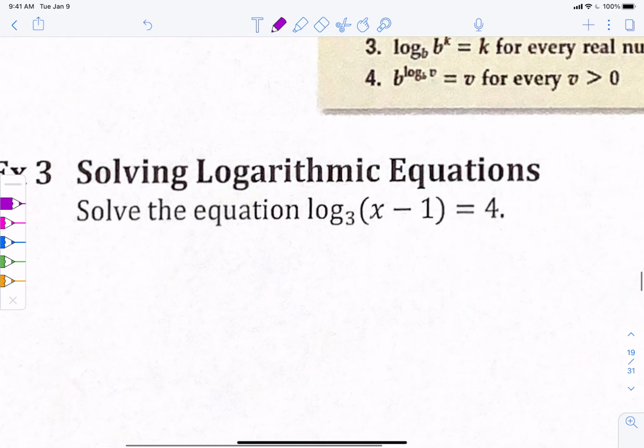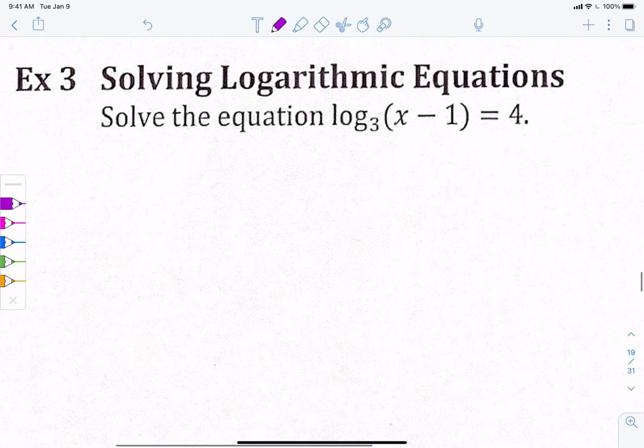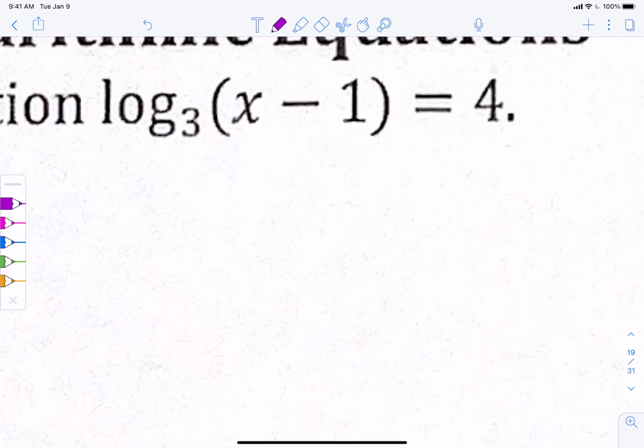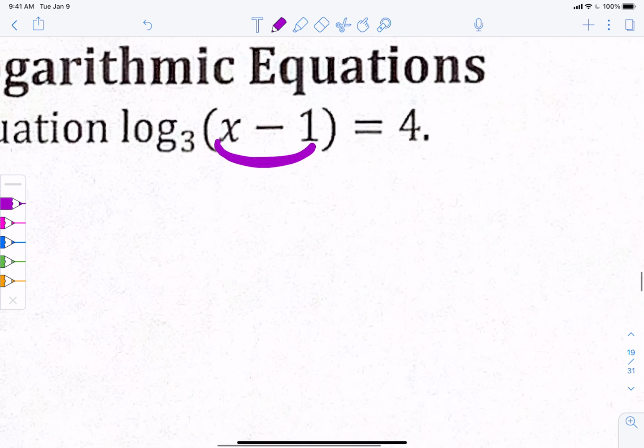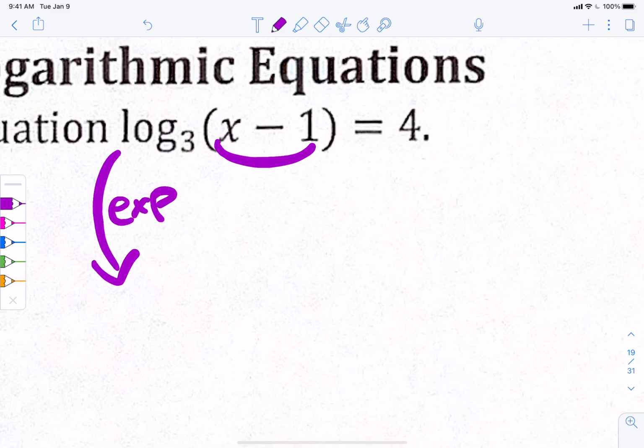Here we go. Solving log equations. I'm just going to go to example 3. We do, in fact, have 3 pieces, okay? The x minus 1 is 1 unit as a whole, hence the parentheses, okay? So we still have 3 pieces. We want to switch him to be an exponential function. All right, what are you going to do? 3 to the 4th power equals x minus 1, okay?